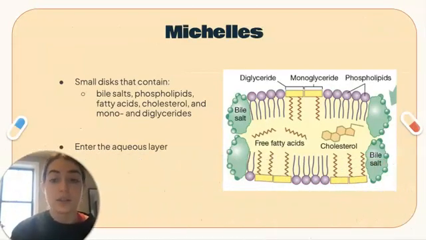Once the fats are broken down into these smaller molecules that we discussed previously, they then come together to form small disc-shaped micelles, which enter the aqueous layer at the edge of the brush border. Again, these small disc micelles contain bile salts, phospholipids, fatty acids, cholesterol, and mono and diglycerides.